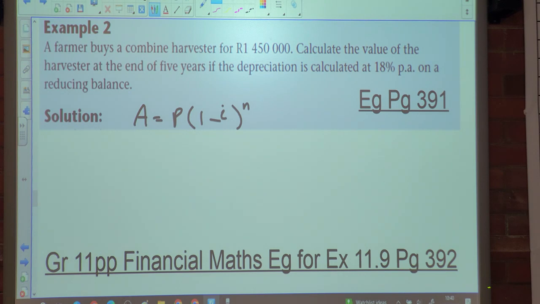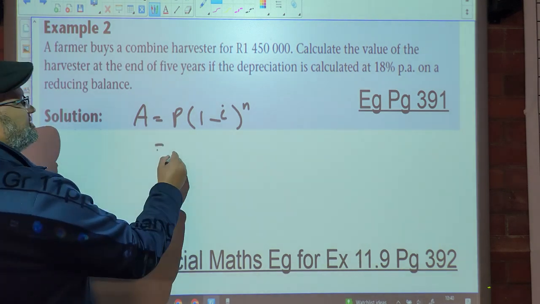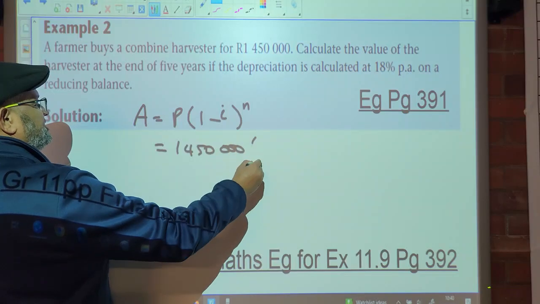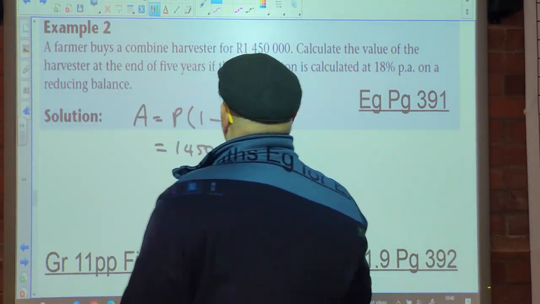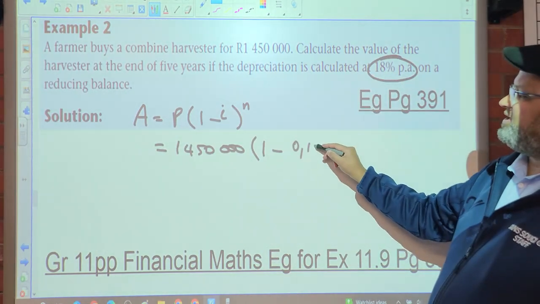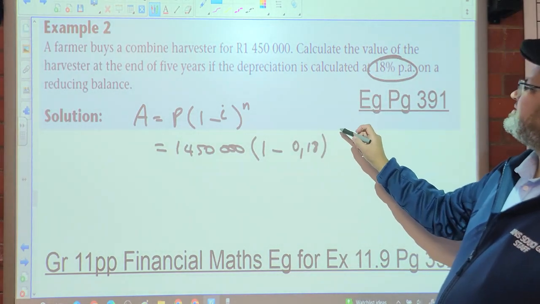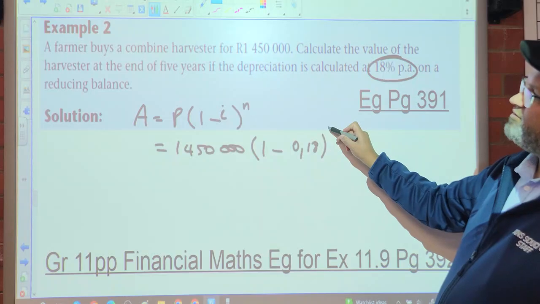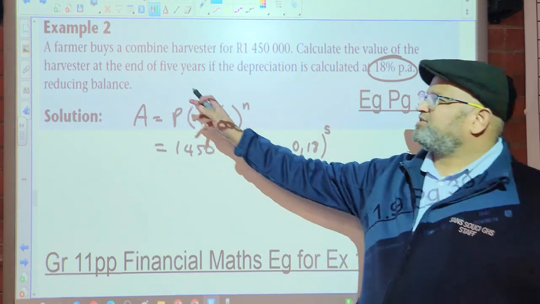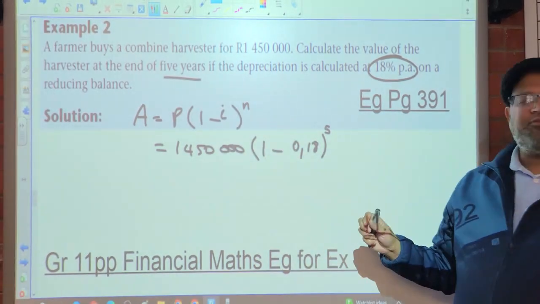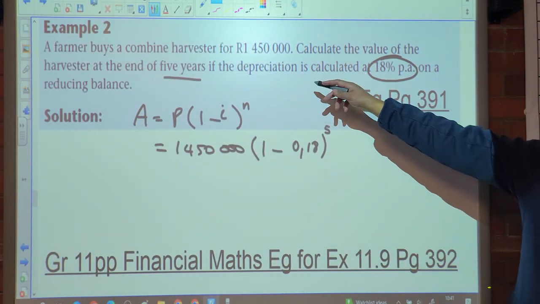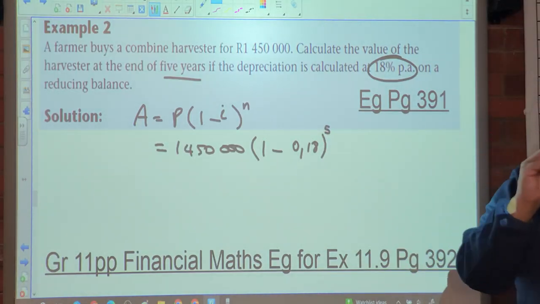Not so. What's your P value? 1,450,000 into 1 minus I, 0.18 to the exponent 5. As it says, after 5. So something to note also at this point, they wouldn't say it's depreciation taking place.